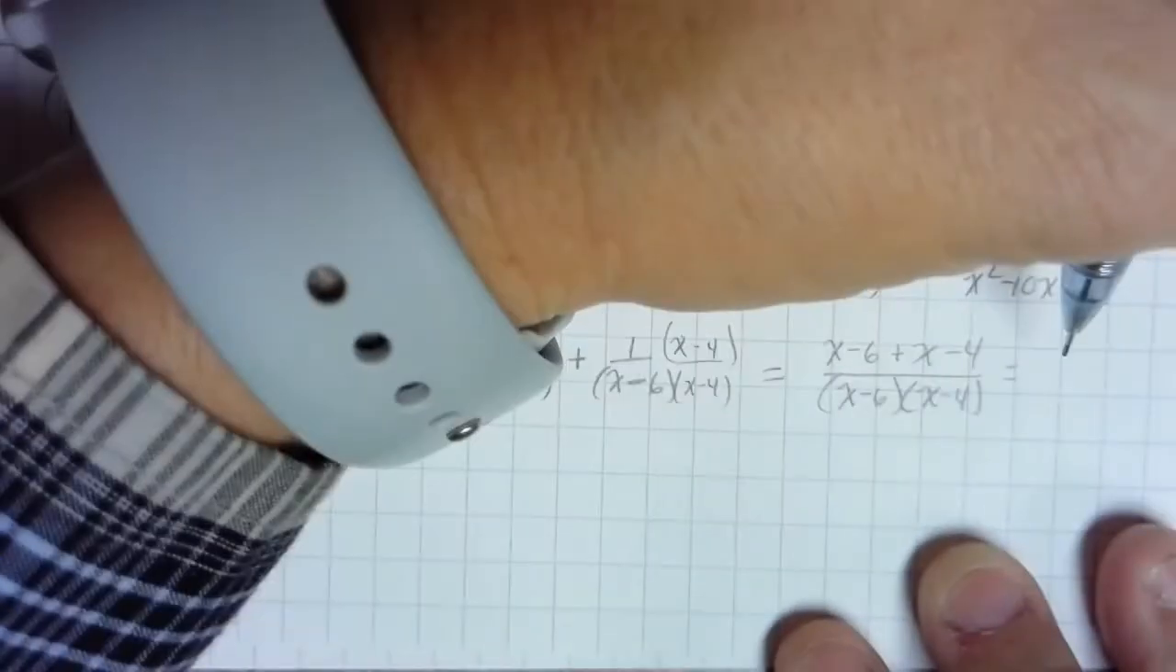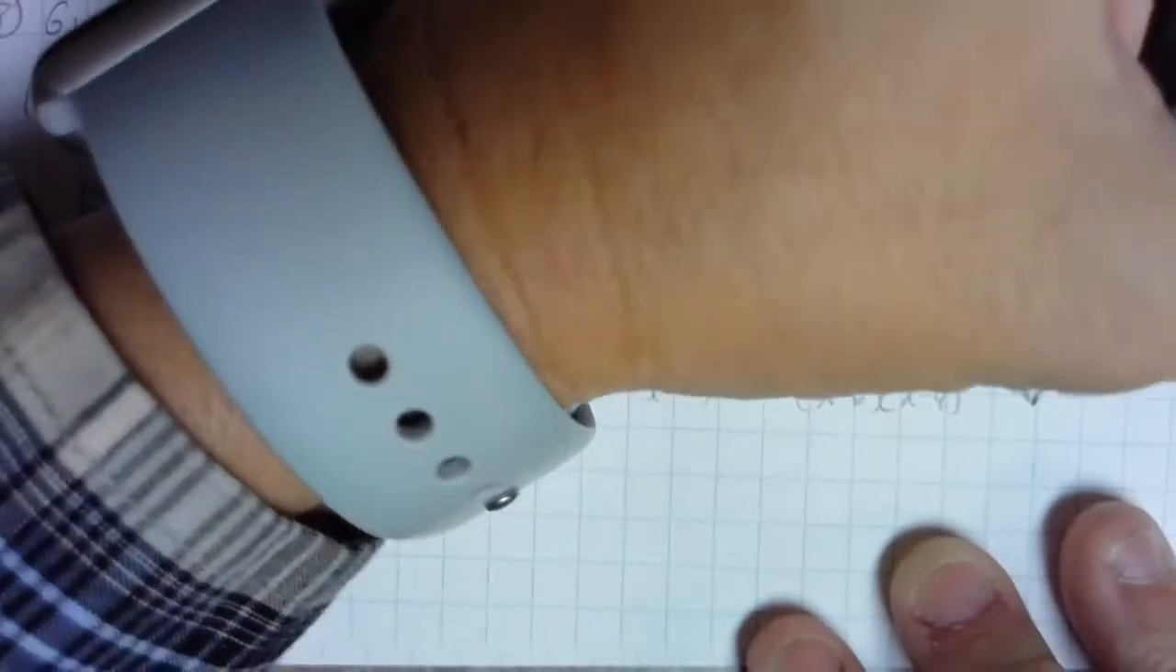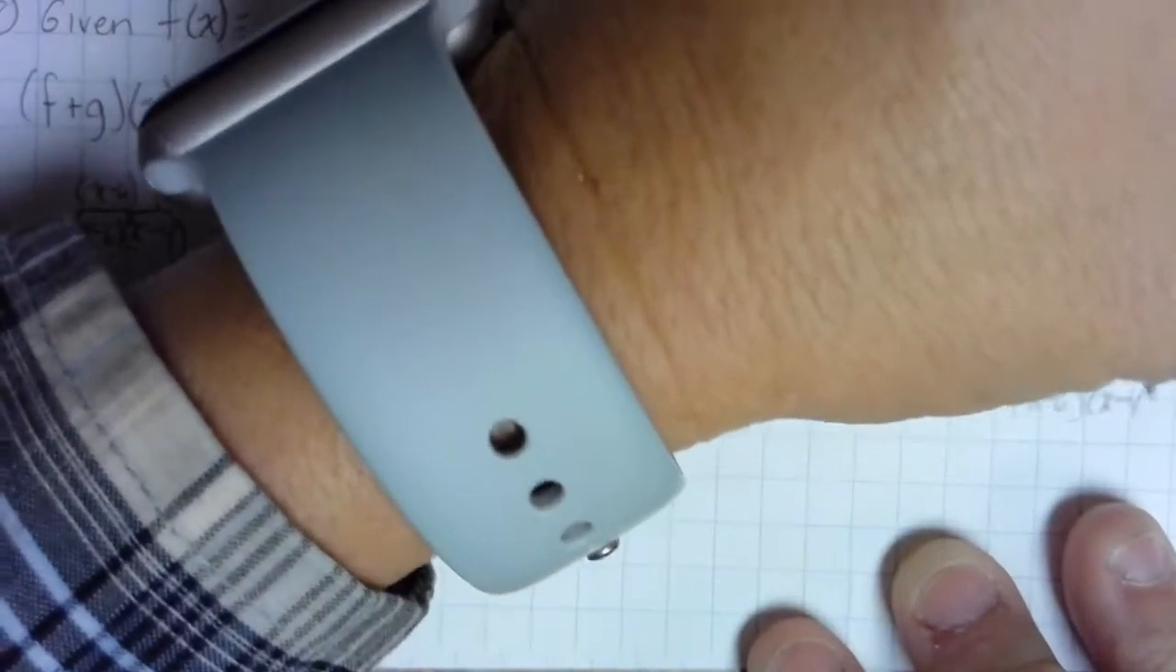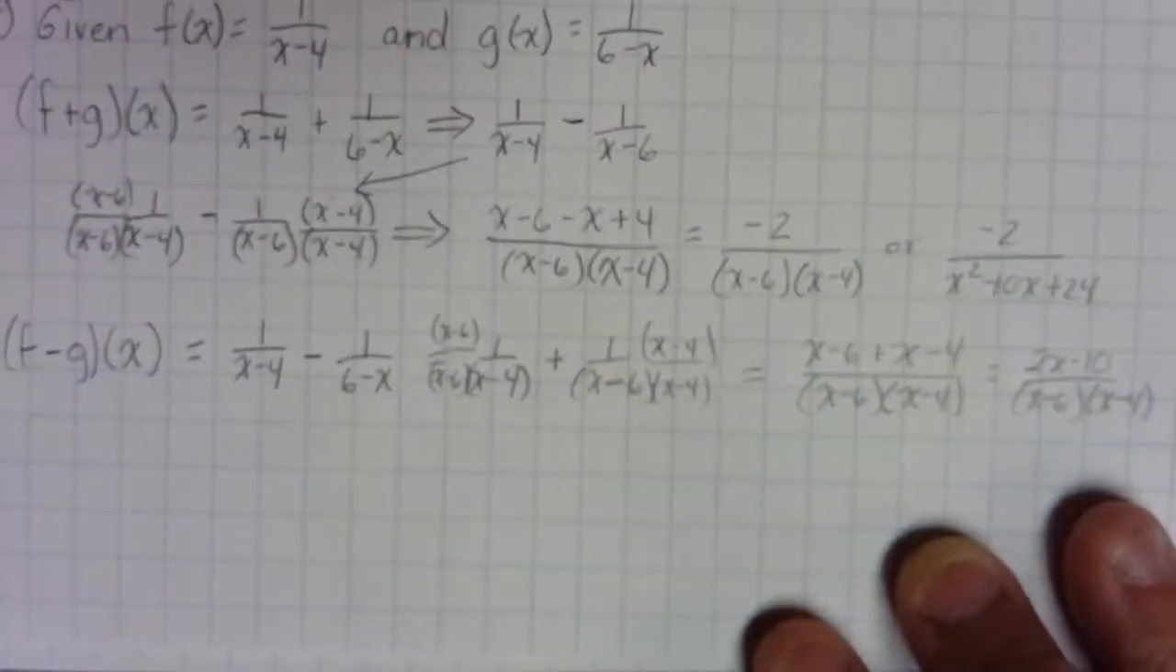Combine like terms, and we get 2x minus 10 over x minus 6, x minus 4. Again, it's up to you whether you want to multiply them out. I haven't looked at the answers to see how they go ahead and do it.